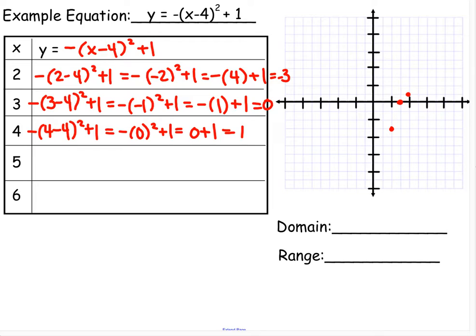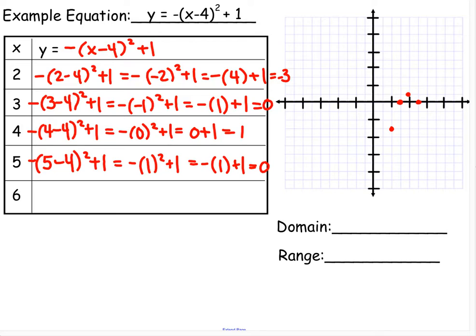Evaluate for 5. So 5 minus 4, all squared, plus 1. Do your parentheses first. So 5 minus 4 is 1. Exponent next. 1 times 1 is 1. We do have a negative in front of that 1, so that becomes a negative 1. Plus 1 is 0. So that ordered pair, when we graph it, is right 5, up 0.